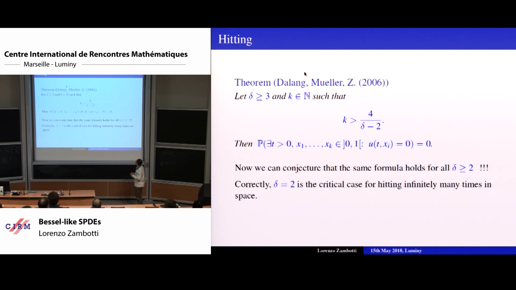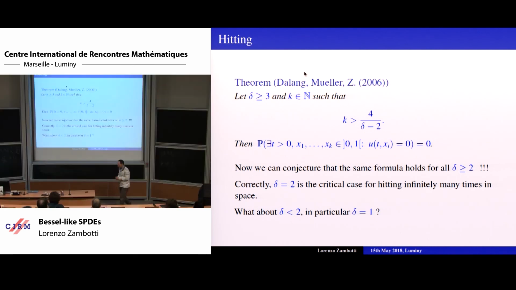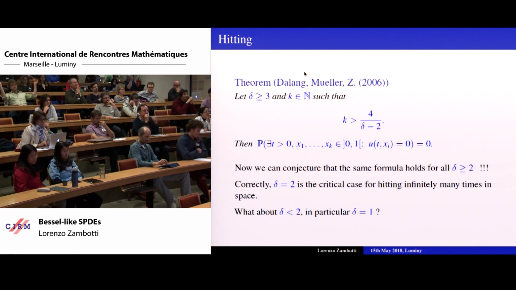What about delta less than 2, in particular delta equal to 1? So of course you will probably have many hittings, but you have to imagine this contact set which evolves in some complicated way. It looks a very inspiring question. So all this is for the future, and Henri is going to tell you about at least the integration by parts formula, and I stop here. Thank you very much.